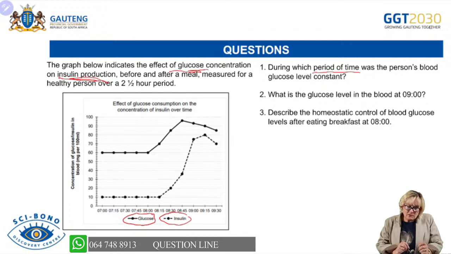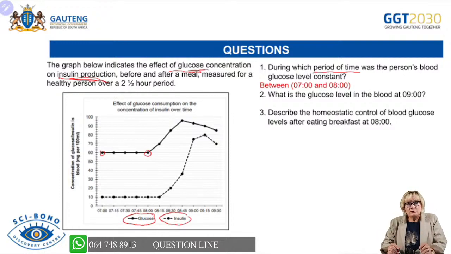Now, if you look at the graph, where was the graph showing you a constant value? Yes, I'm sure you can see that. It's from 7 o'clock, here, 7 o'clock, up to 8 o'clock, isn't it? So between 7 and 8, because that's where the line is horizontal. And that means if you read here, the glucose level stayed at 60 milligrams per 100 milliliter.